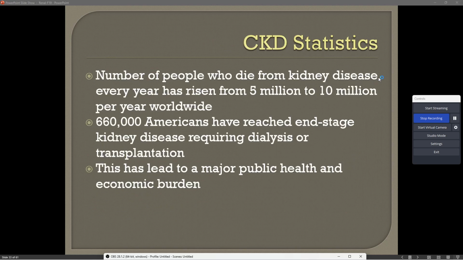CKD stats. Number of people dying from CKD every year has risen from 5 million to 10 million. That actually looks like it's numbers from 2014. These look like some pretty old numbers. The number is actually probably closer to about 16 million a year now worldwide.